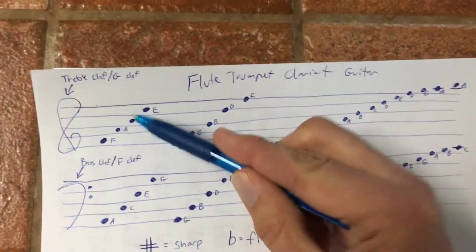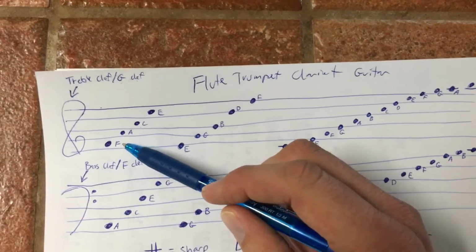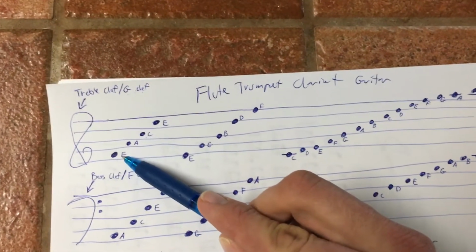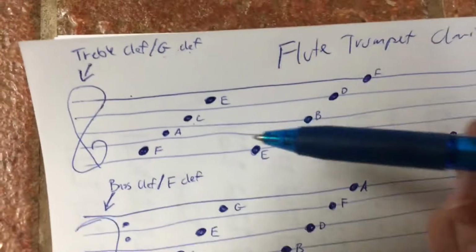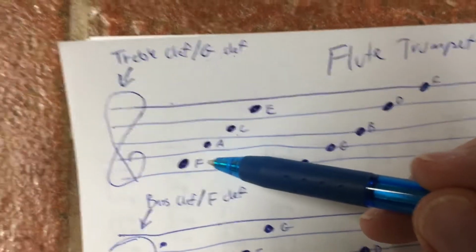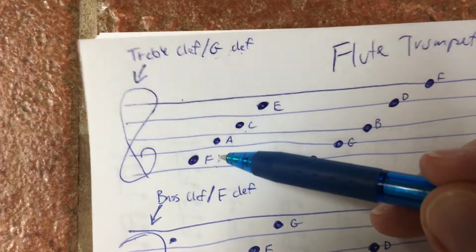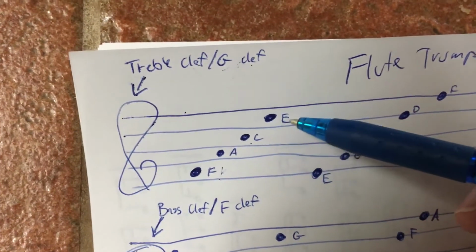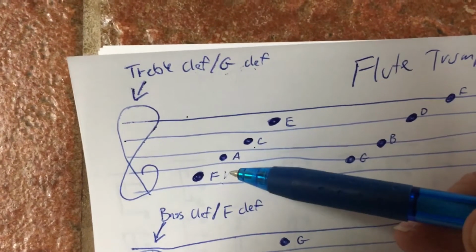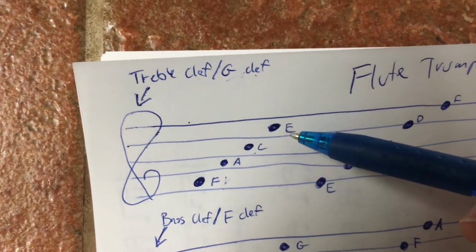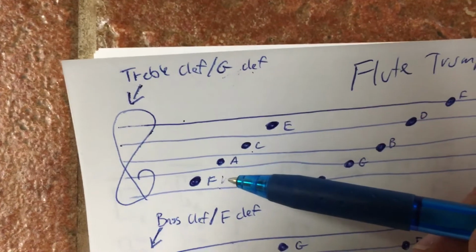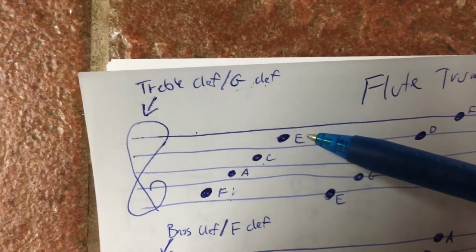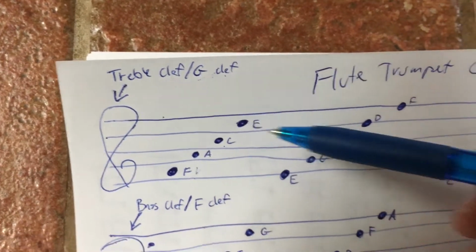But let's get back to this. Okay, so notes on the space, for treble clef first. How do you know the names of the notes when the notes are written on the space? Well, it's very easy. Let's go. The bottom space is F, then A, then C on the third one, E on the fourth one. What does F-A-C-E spell? Face. And they're all sitting in a space. So we say face is in the space.